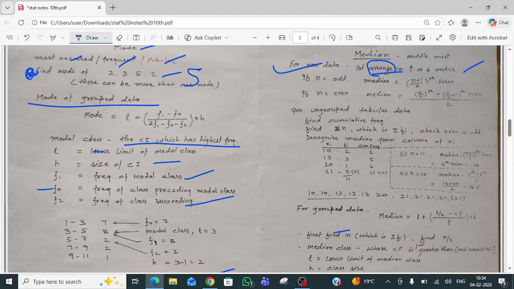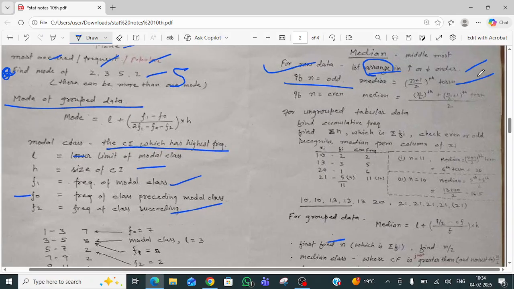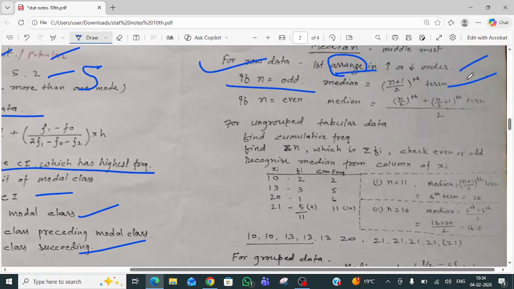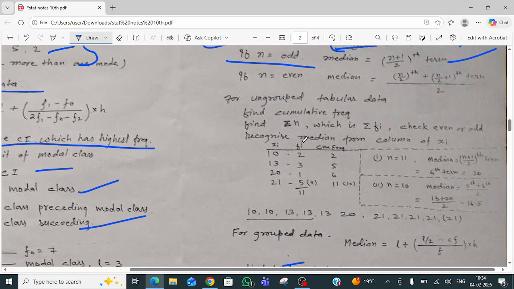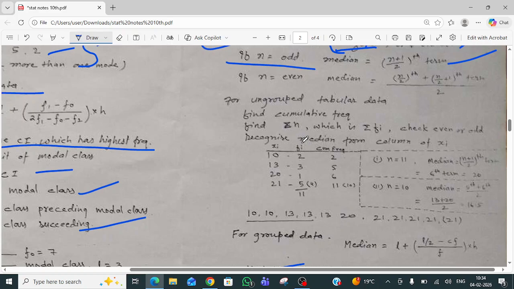That's all. If n is odd, median will be the (n plus 1) by 2th term. And if n is even, median will be the average of the n by 2th term and the (n plus 2) by 2th term. This is for ungrouped data. Find the cumulative frequency. The question will give xi and fi till here, and the cumulative frequency we have to write.